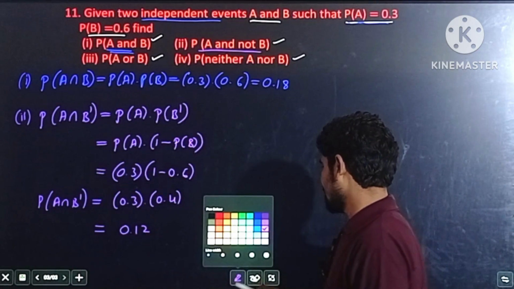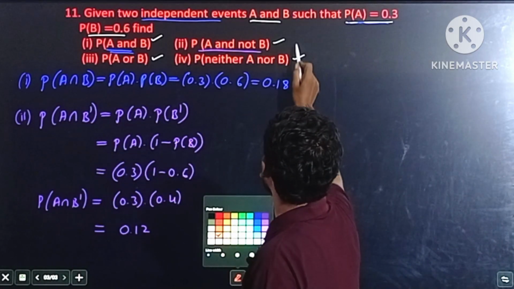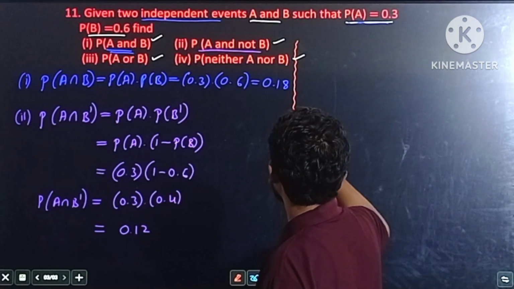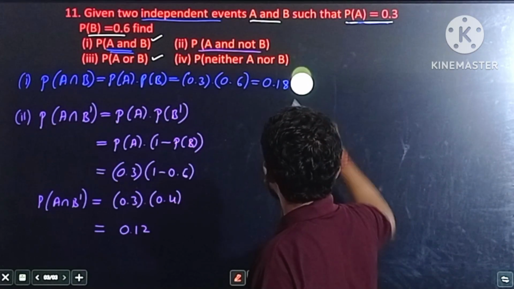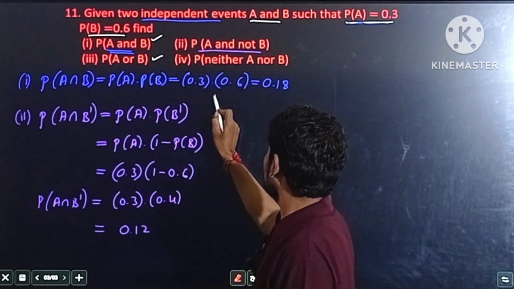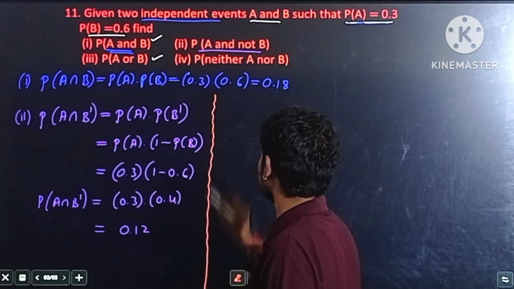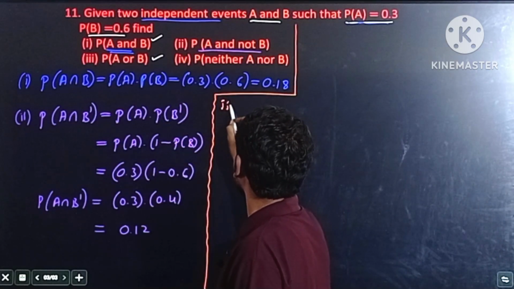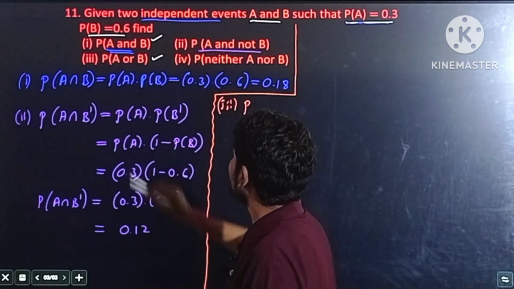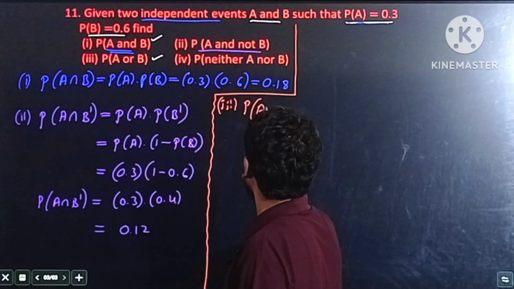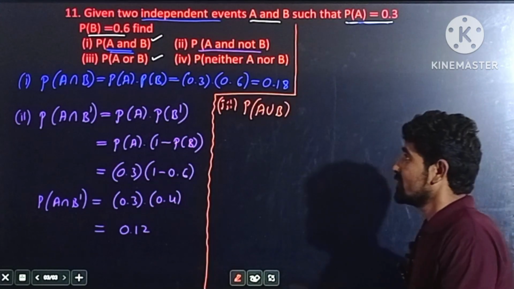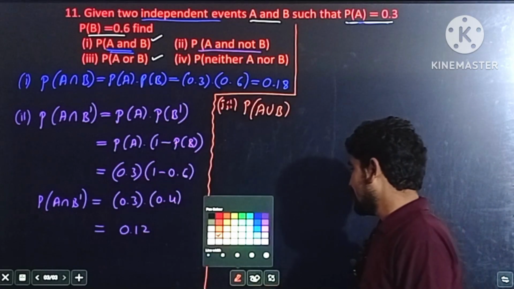Now the third question. So here the third question is probability of A or B. I will do it here, because we need some space. So now the third question, probability of A or, that means union, B. I hope all of you understand. So we need the value of probability of A union B.